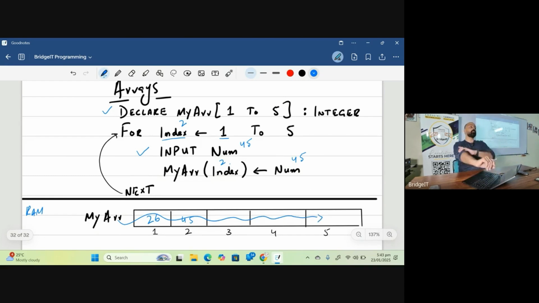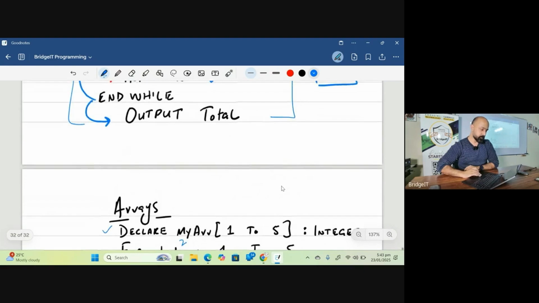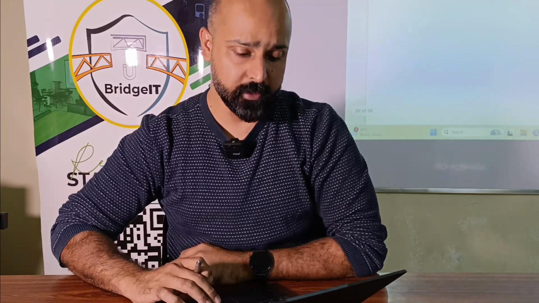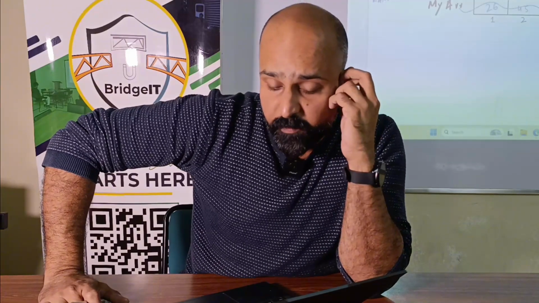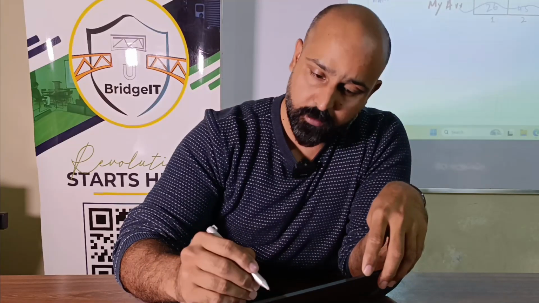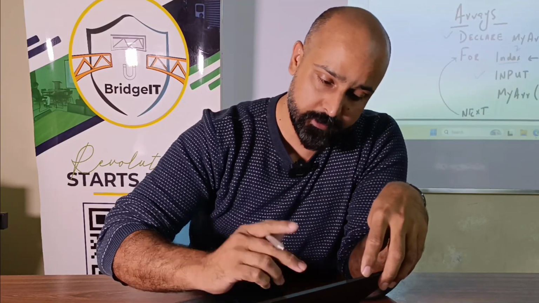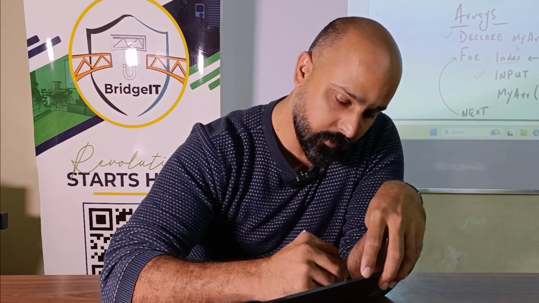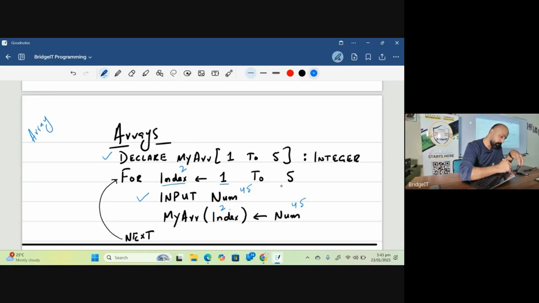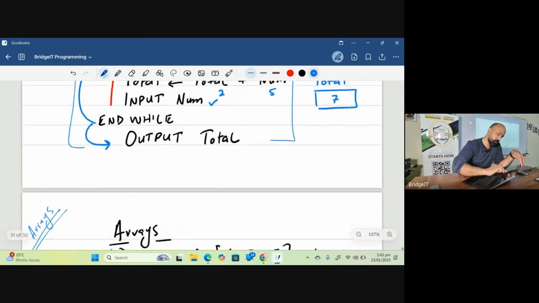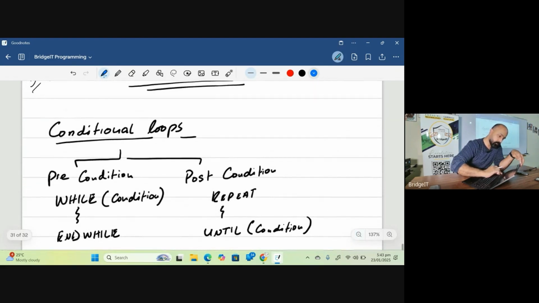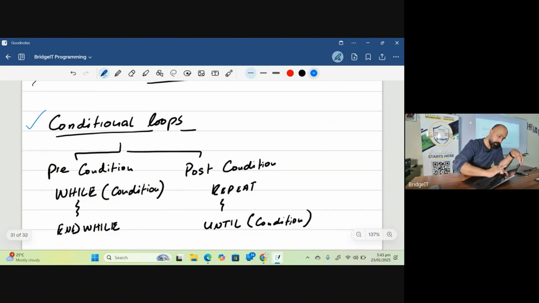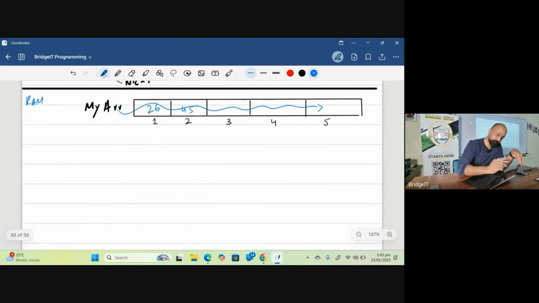Get the point? Okay, array has been revised. The conditional loop has been revised. Let's quickly talk about how swapping works mathematically. Okay, if I give you a scenario, we have understood arrays, we have understood conditional loops once again. And let's talk about swapping.